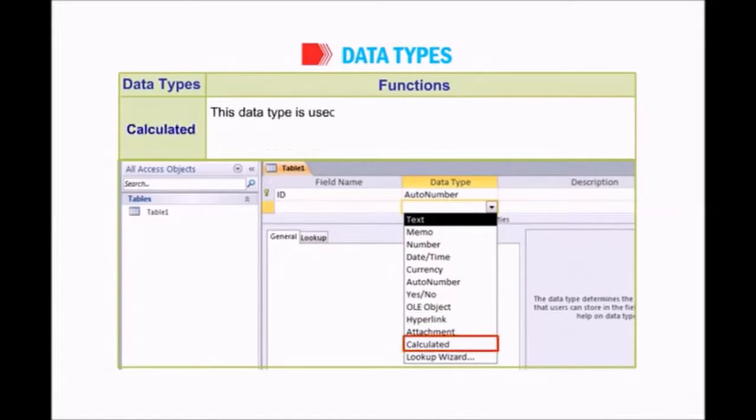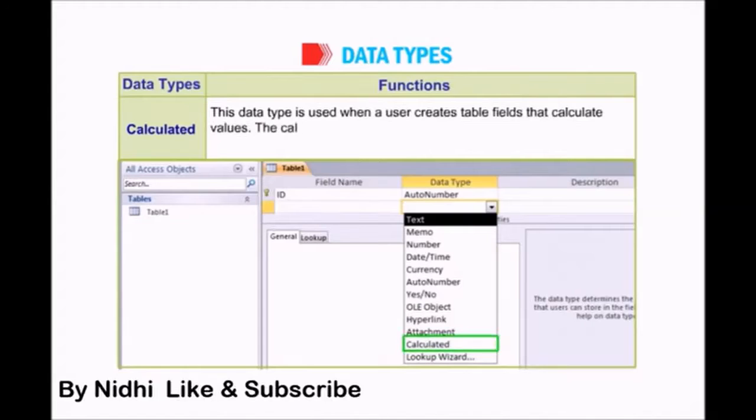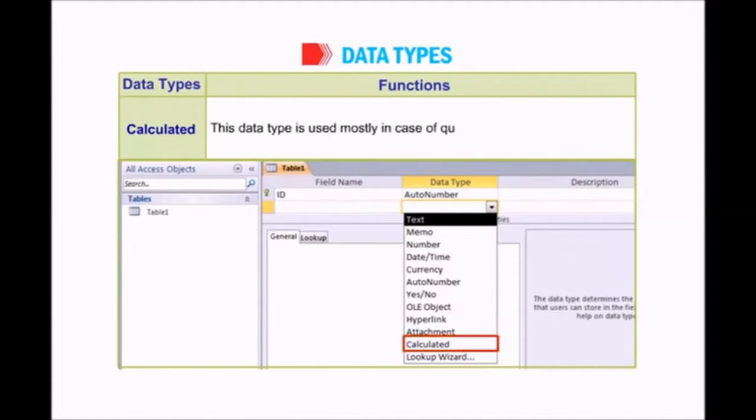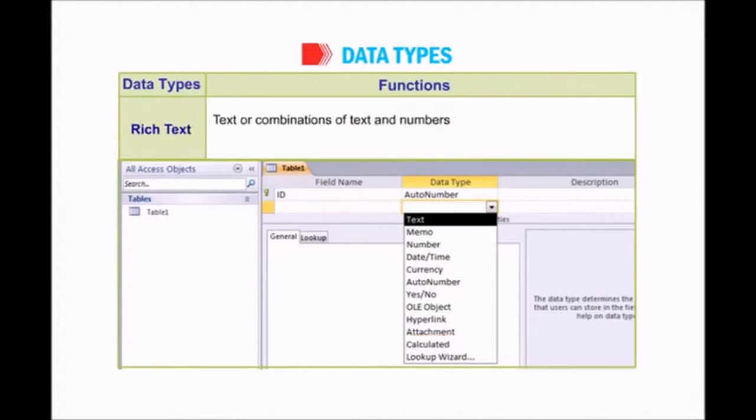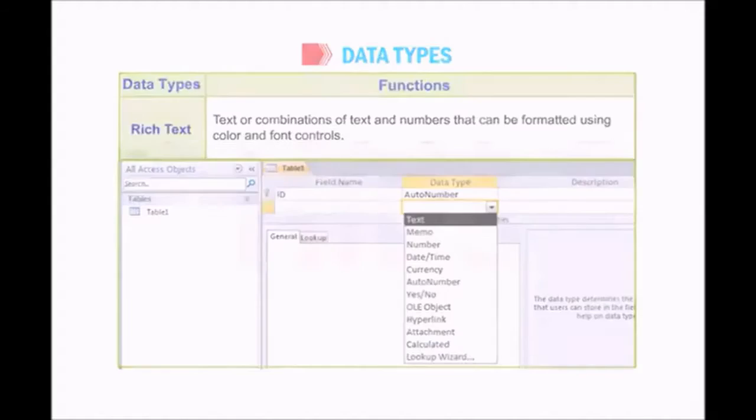Calculated. This data type is used when a user creates table fields that calculate values. The calculations can include values from fields in the same table as well as built-in Access functions. This data type is used mostly in case of queries, forms, and tables. Rich text. Text or combination of text and numbers that can be formatted using color and font controls.